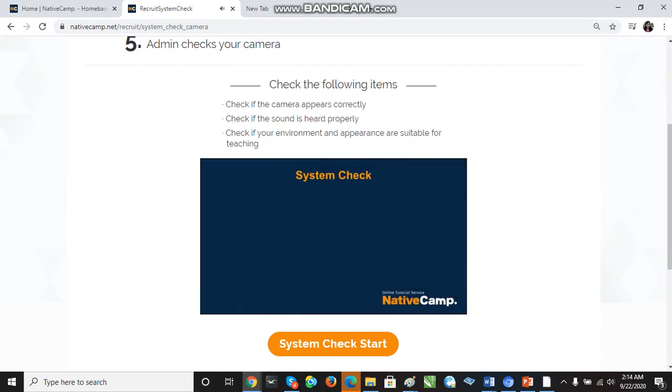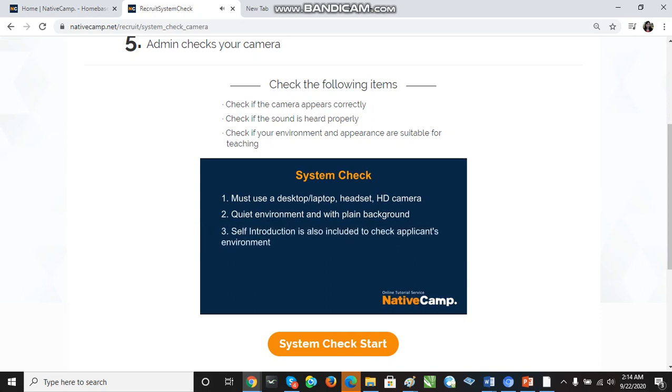To the system check stage. For the system check, the applicant must use a desktop or laptop with a headset and HD camera. It should be a quiet environment with a plain background. During the system check, a self-introduction is also included to check the applicant's stable internet connection, their environment, and to know more about the applicant.